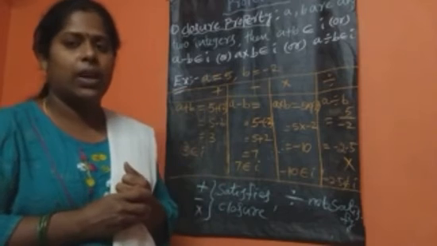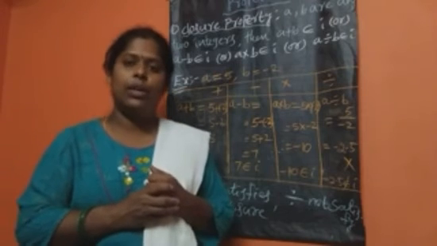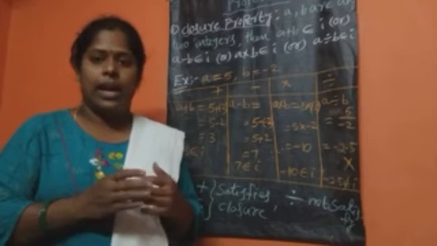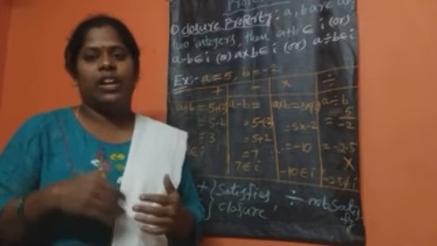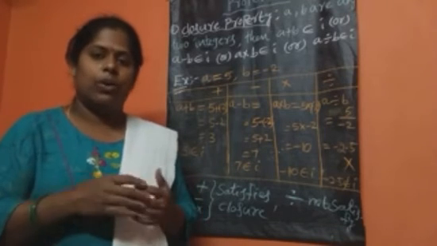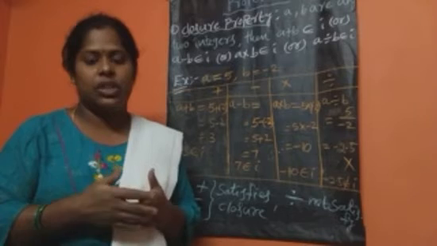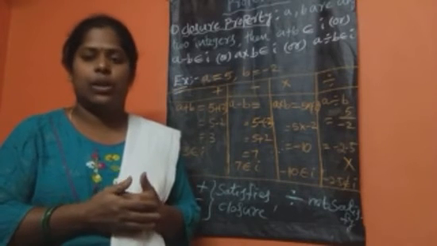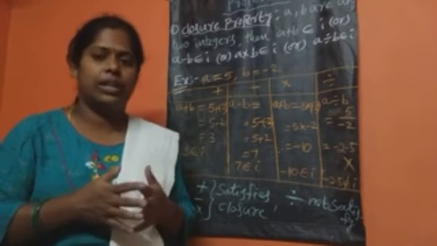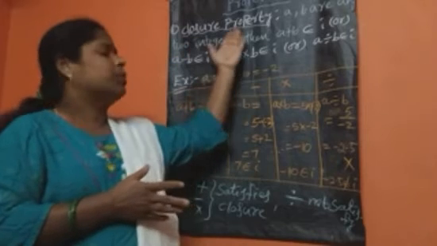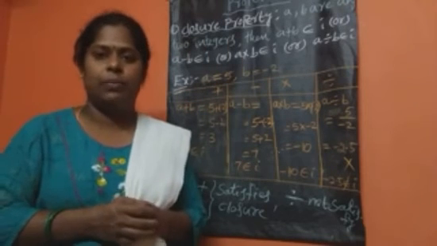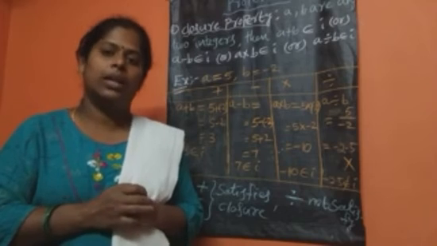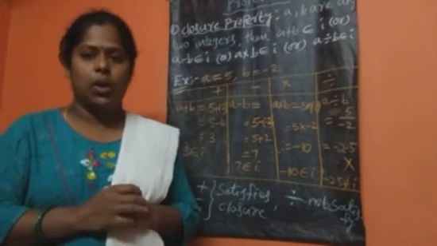So in this way we have to check whether two numbers satisfy closure property under the various fundamental operations of mathematics, whether it is addition, subtraction, multiplication or division. So in this way we have to check for any two integers whether they satisfy closure property or not. So this is all about closure property. Now let's go to see another property. What is that? Commutative property.